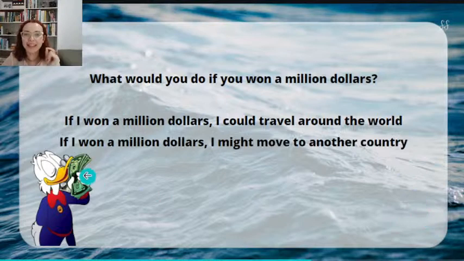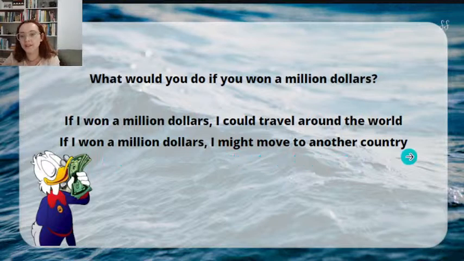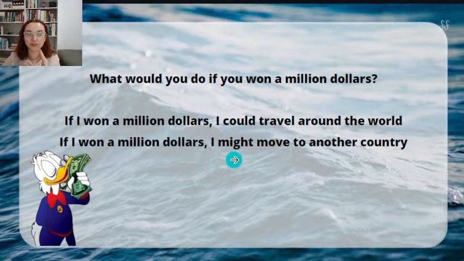Other possibility: if I won $1 million, I might move to another country. Might talks about future, right? Might é um auxiliar de futuro. And I can use that in second conditional too, because I use the same structure to talk about present or to talk about future. Doesn't change, okay? Isso não muda nada. I might move to another country, so I can change would for other auxiliaries, for other modal verbs, could and might.